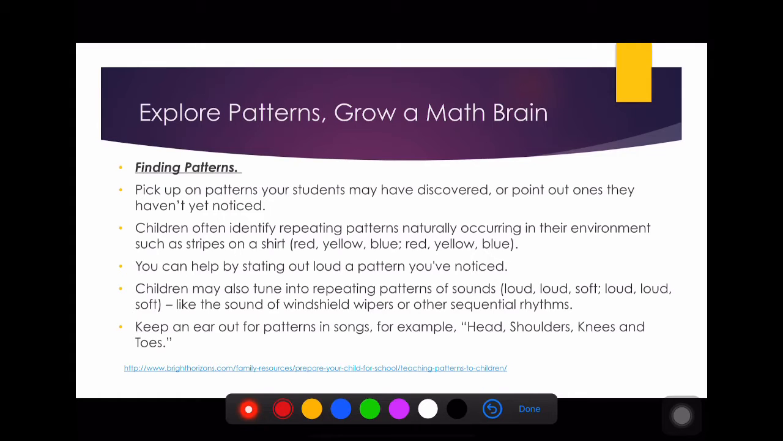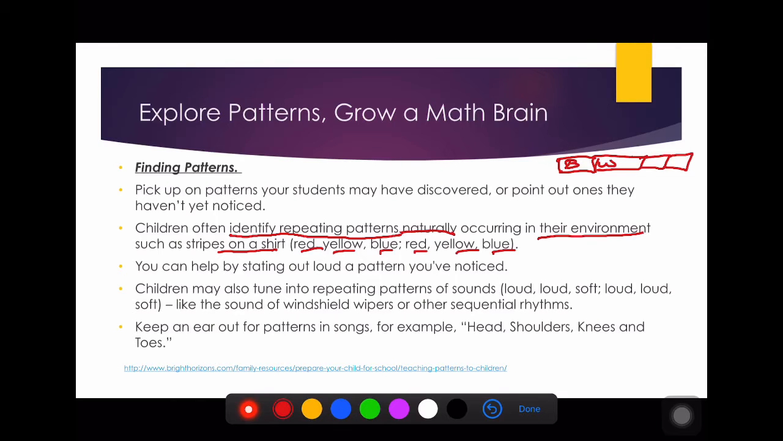So let's find patterns first. Now, when you want to find patterns, children will be able to identify repeating patterns naturally. They will see something that occurs in the environment, such as stripes on a shirt, red, yellow, blue, red, yellow, blue, or the bricks or stones by the roadside, let's say, black and white, and then black and white, so they can see the pattern there. You can also help them by stating out loud a pattern that you have noticed, and then ask them to try to find where it is.